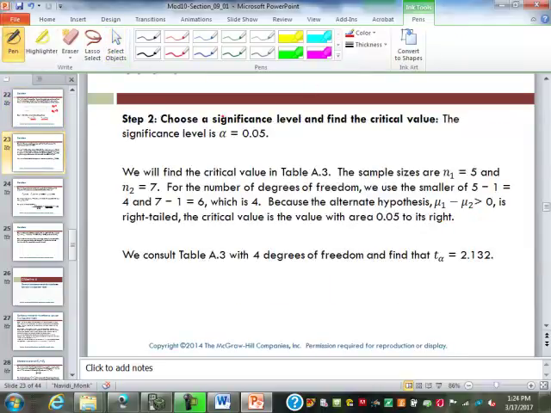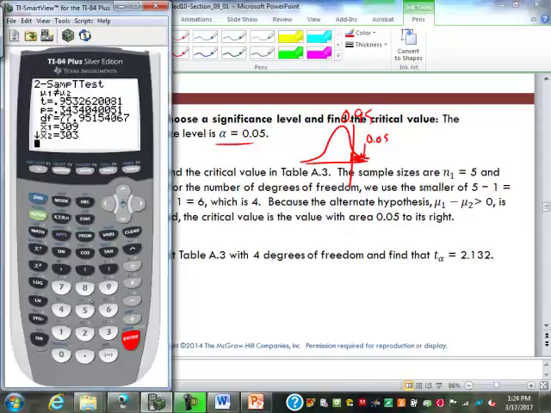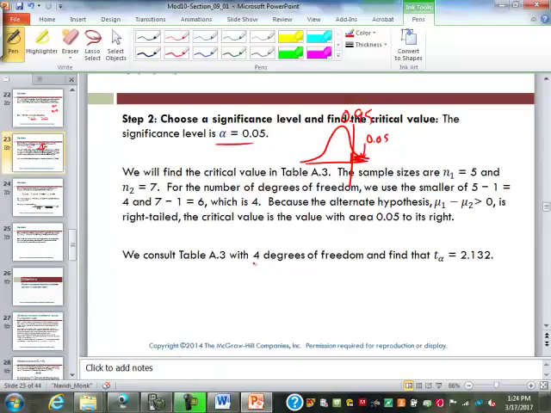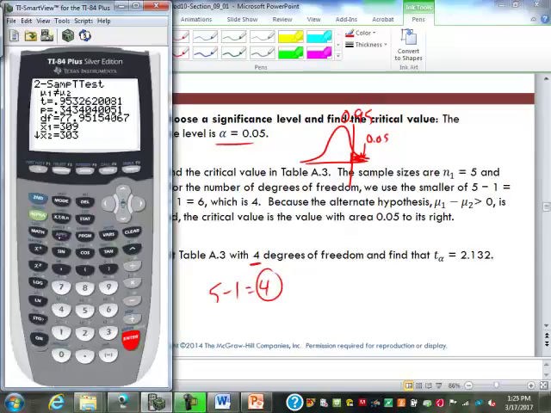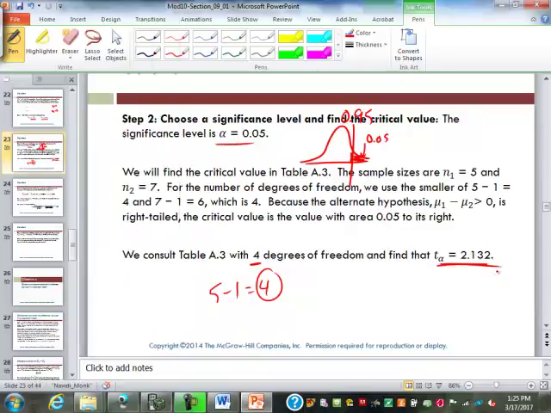So we find the critical value from the table. Well, this is alpha of 0.05, which means, since our alternative is greater than, we're looking here. So this probability is 0.05. So this is the cutoff at 0.95. So we can use the calculator and just do 4 degrees of freedom, which is the smaller of the two. The smaller sample was 5. 5 minus 1 is going to give us 4 degrees of freedom. So on the calculator, we can do an inverse T of 0.95 and 4 degrees of freedom. Now we get the 2.132, just like they had here off the table in the book.